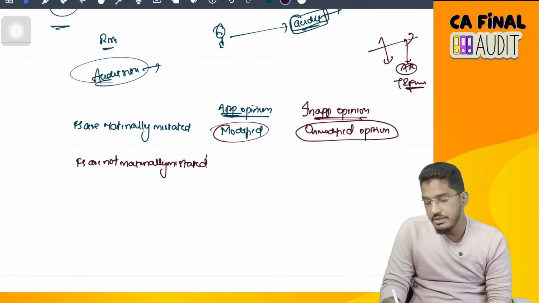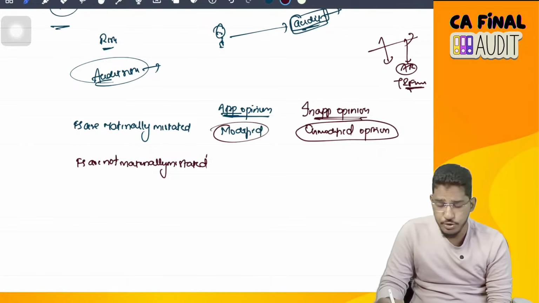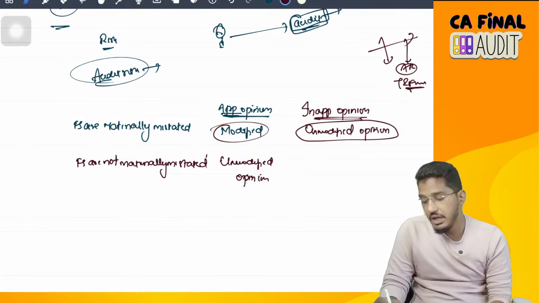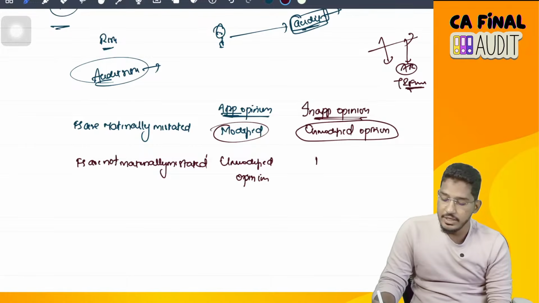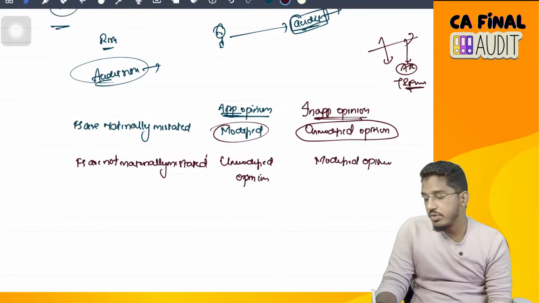So if there is no material misstatement in the financial statements, what should be my appropriate opinion? My appropriate opinion should be unmodified. If the financial statements do not contain a material misstatement, my appropriate opinion should have been an unmodified opinion. But what the auditor is doing is giving a modified opinion.